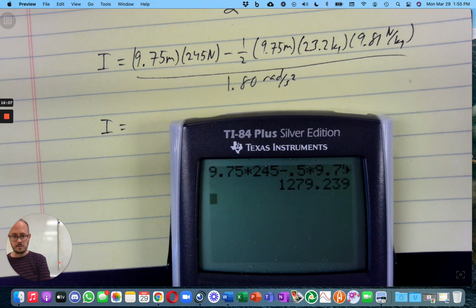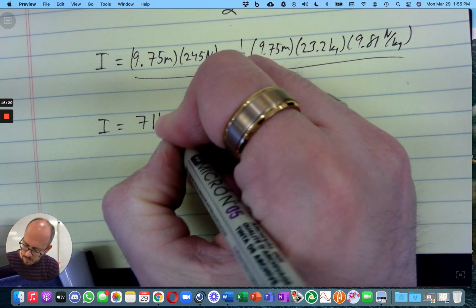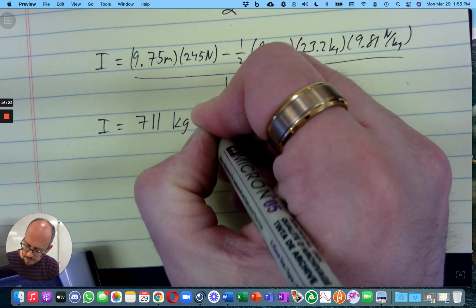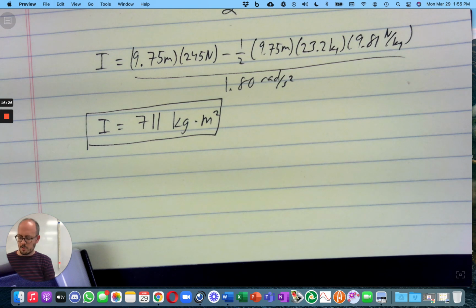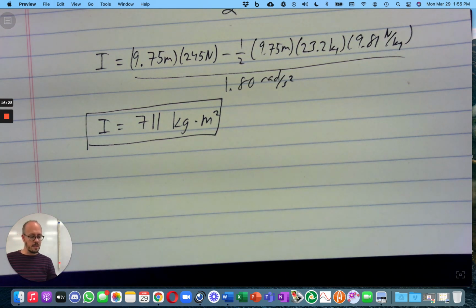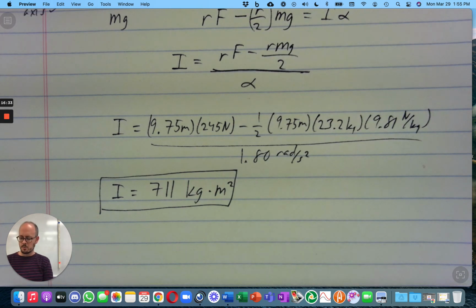So net torque is 1,279 newton meters divided by 1.80. The moment of inertia is 710.7. So really we'll just go with 711 kilogram meters squared. And there you have it. So this ends up being kind of like a beginner Newton's second law question, and so in class we'll be tackling some more challenging ones. There we go.